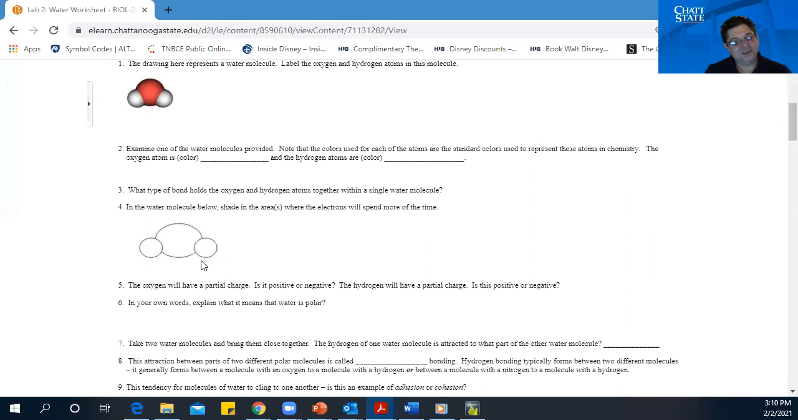Yeah, so the electrons will spend less of their time here. So we've got less negative on this side, which we call partial positive. So you should just shade more electrons, more dots up here, less dots down there. That's all.